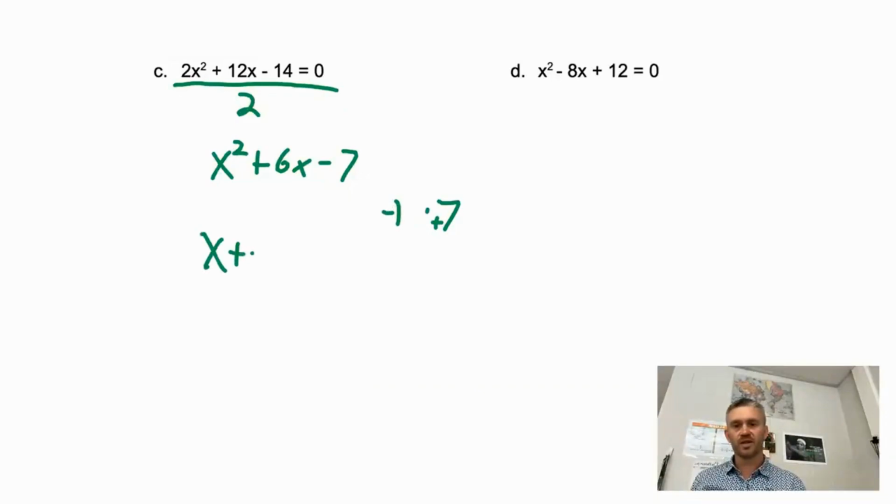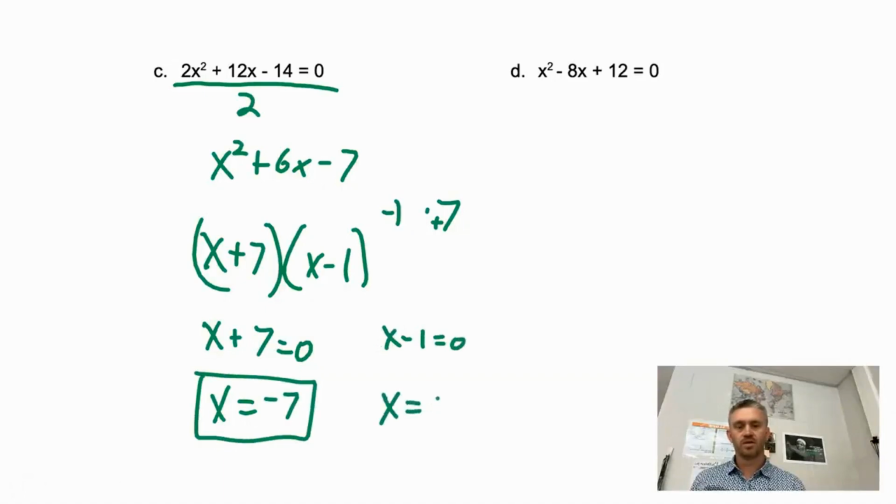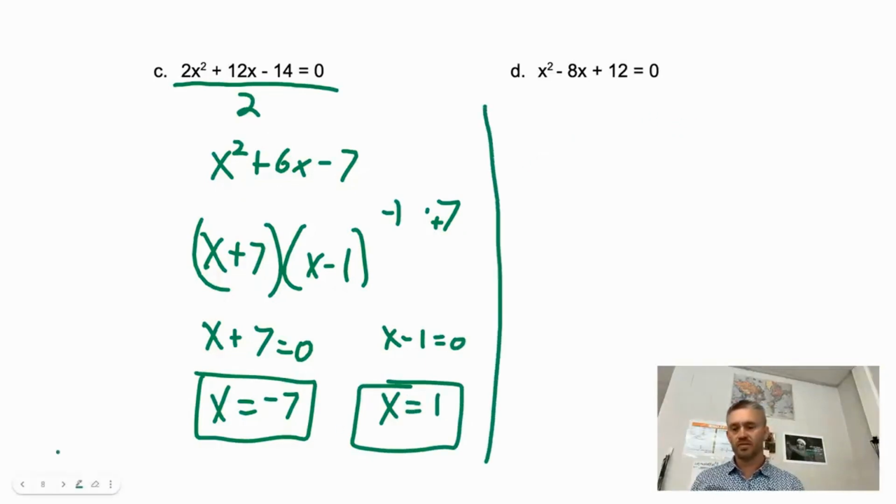Remix, student voice, go. X plus 7 and x minus 1. You can see that those multiply to be negative 7 and add up to be positive 6. And then we solve them. And we see x is equal to negative 7 and x equals 1.